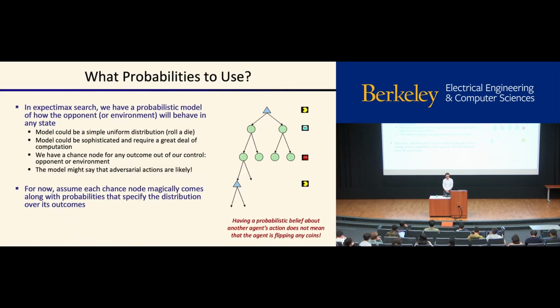Okay, so for now we're just going to assume that someone tells us the chance node probabilities. This is important for Pac-Man because Pac-Man takes a max turn, then the ghost moves randomly, and then the next ghost moves randomly, and then maybe the next ghost, and then Pac-Man gets to move again. So it's a max followed by a bunch of chance nodes. So this will be an Expectimax search.